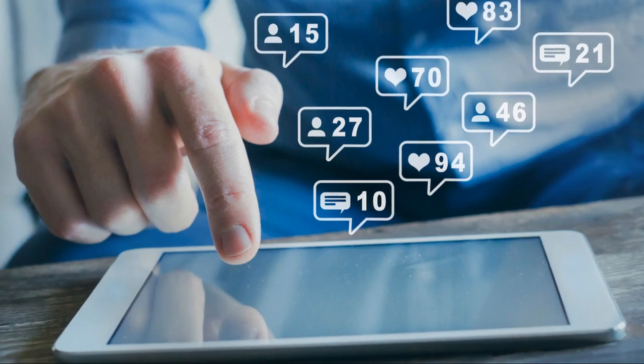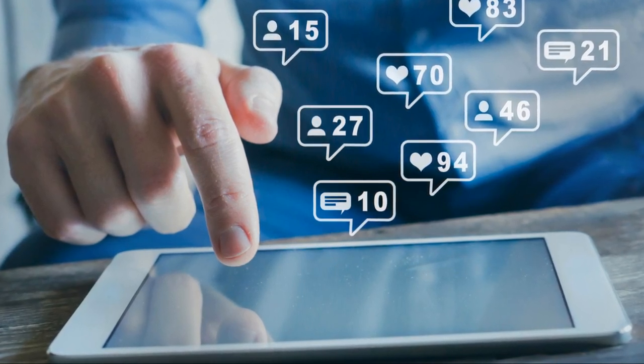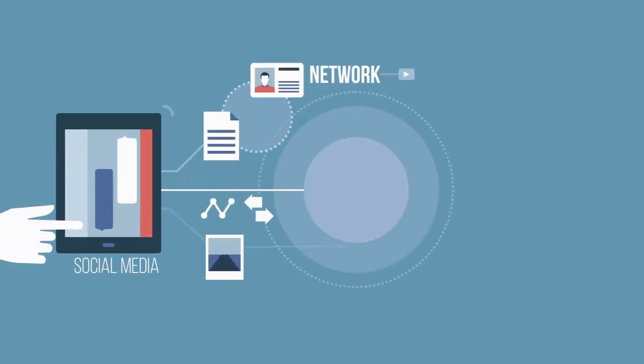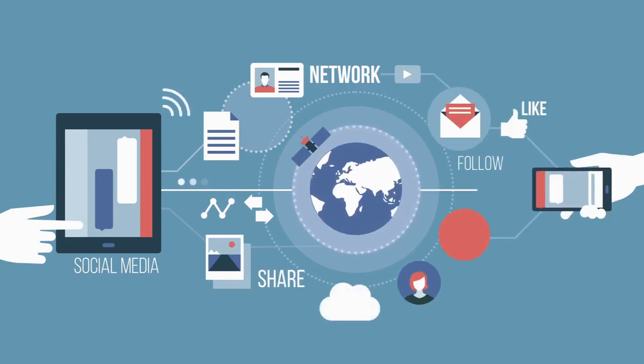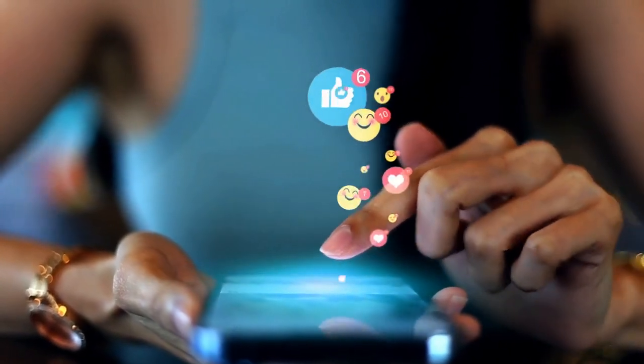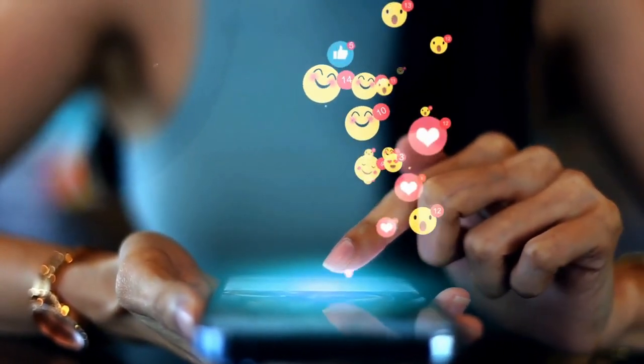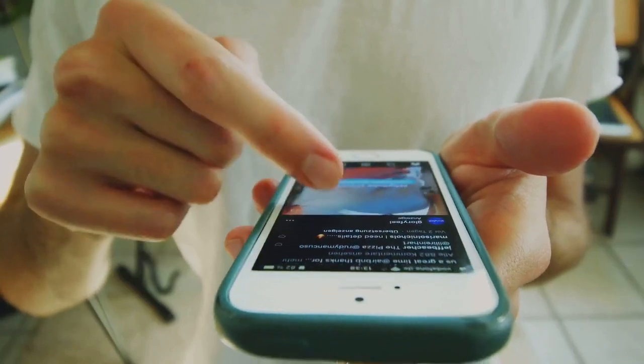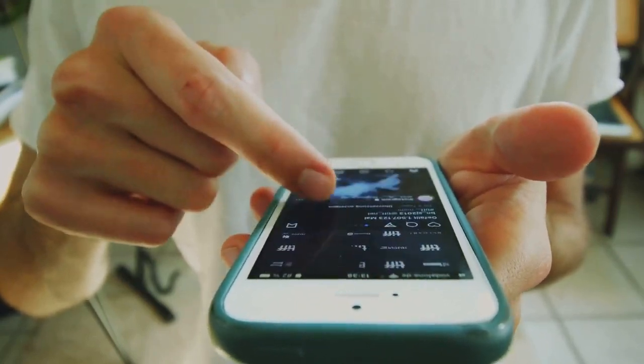First off, let's talk about the benefits of using AI for social media. AI can help you save time by automating repetitive tasks like scheduling posts, analyzing data, and even responding to messages. Imagine having a virtual assistant that works around the clock, ensuring your social media is always on point. It's like having an extra pair of hands, but way smarter.